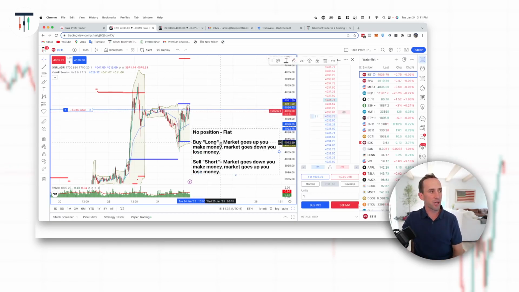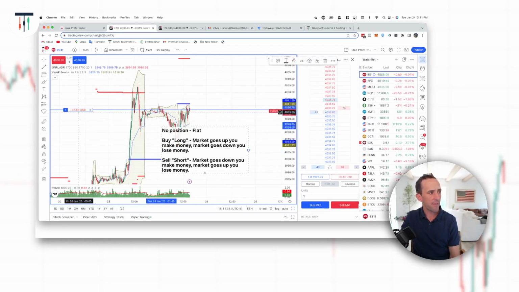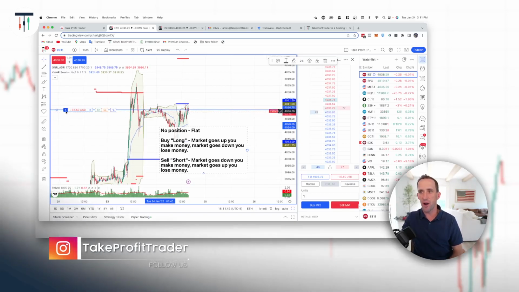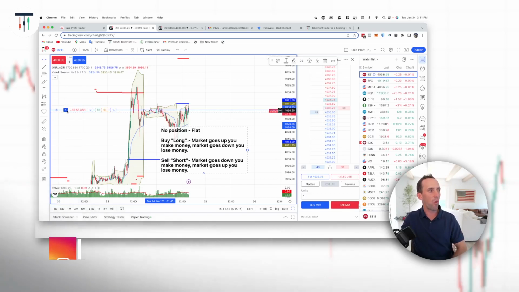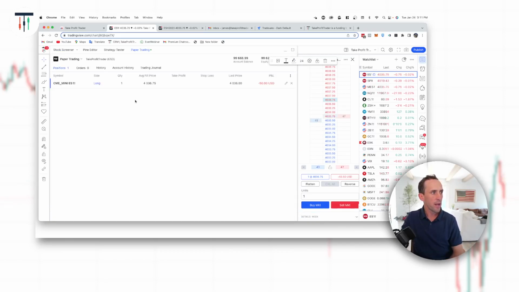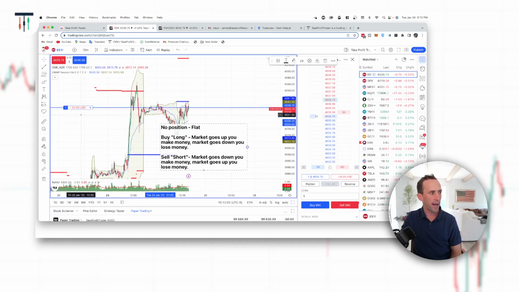So I'm going to show you what I mean here. Right now, I have one contract, because we're trading futures. This would be the same as a share if you're coming from stocks. I am one contract long, meaning I bought the market right here, and I can see exactly what price. You can see I'm on the paper trader right now at 4036.75. Okay, so that's my price. I'm in from 4036.75.